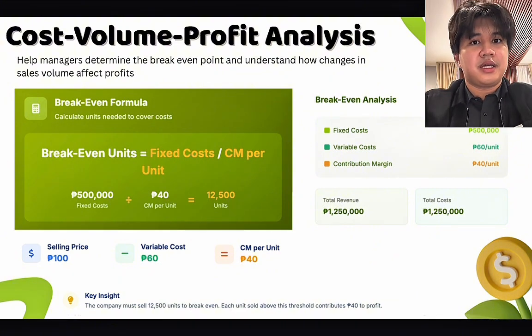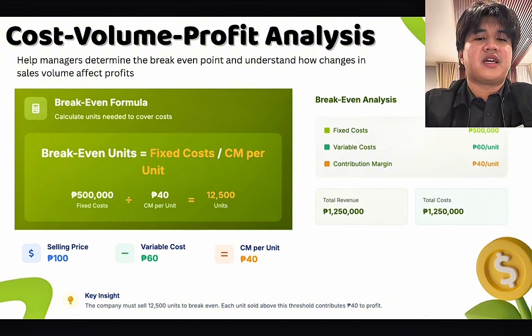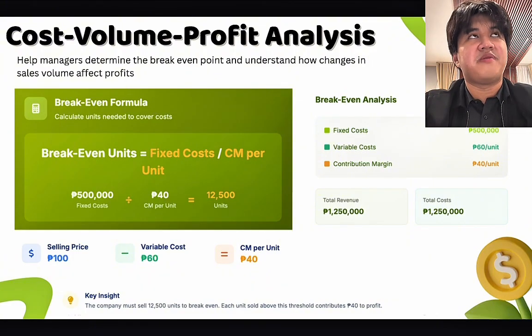For the cost-volume-profit analysis, one major application is CVP. CVP helps managers determine how many units must be sold to cover all costs to begin earning profit. To compute break-even units, we must use a formula. Break-even units equals the fixed cost divided by the contribution margin per unit.